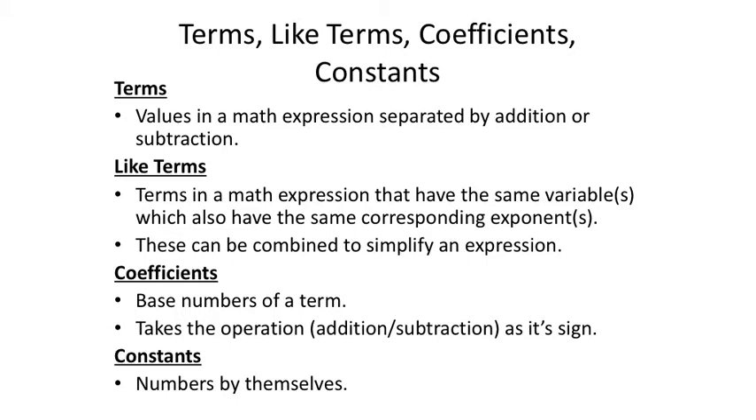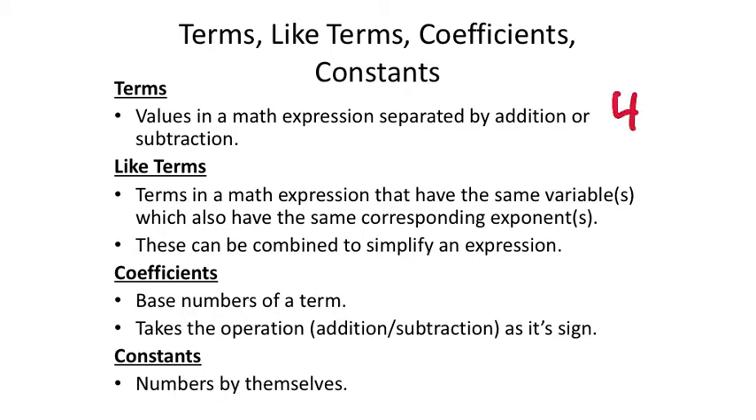So if I say term, it's important that you understand what I'm talking about. If I say coefficient, it's important you understand what I'm talking about. So a term is just a value in a math expression that's separated by addition or subtraction. Sometimes it may look like there's lots of terms in an individual term, but there's just one.